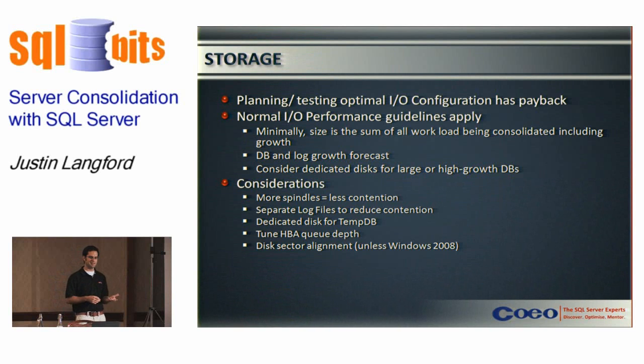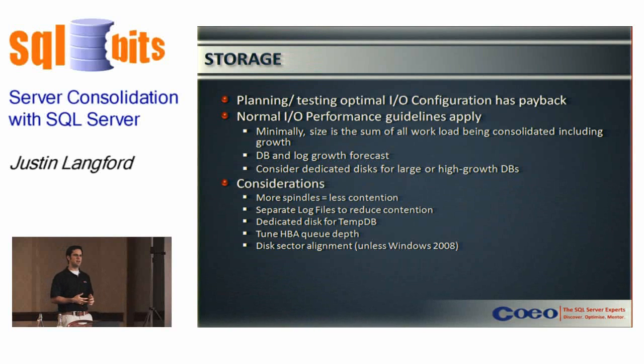Consider using dedicated disks for large or high growth databases, so even if we've got an instance with multiple databases, we can isolate a large or high throughput database onto separate volumes so that they receive some benefits there from the storage. Some considerations: more spindles is less contention. We should always separate our database log files to reduce contention. We should typically use a dedicated disk or LUN for TempDB so that we're separating TempDB from our user databases.